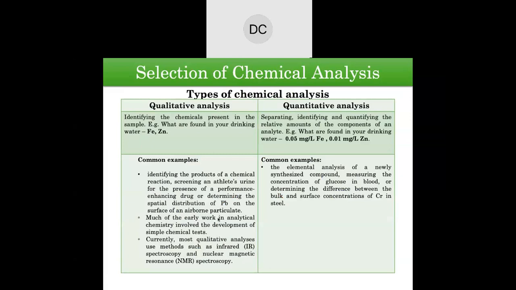Okay, kalau sebut qualitative, we need to identify saja. Kita tak ada quantify. Kita identify je benda. What. Kalau soalan what are found in your drinking water. Contohnya, you have a bottle of drinking water.